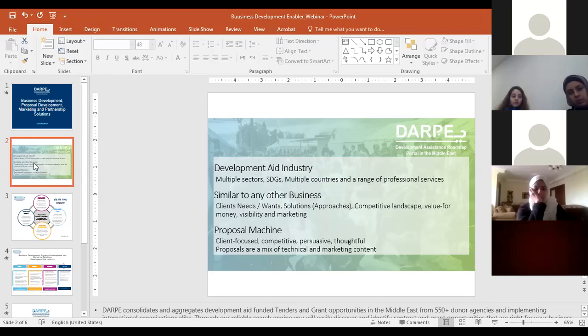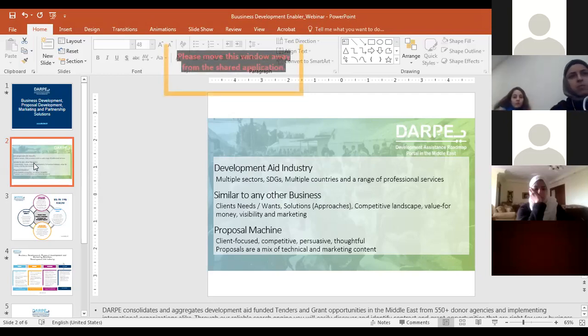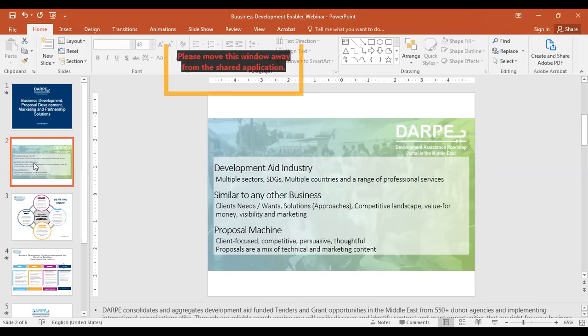In order to bid for projects or to win projects in the development aid industry, you need to understand client needs, client wants. You need to provide solutions, which is in our language in development aid, technical approaches and management approaches. You need to understand the competitive landscape, the competition, the value for money as well. And you have to have the visibility on marketing that you need. So actually, development aid industry is similar to any other business industry, but the difference is the content and the thoughtful ideas or the content itself.